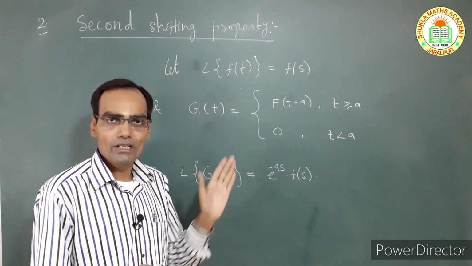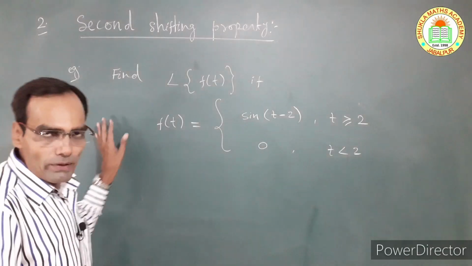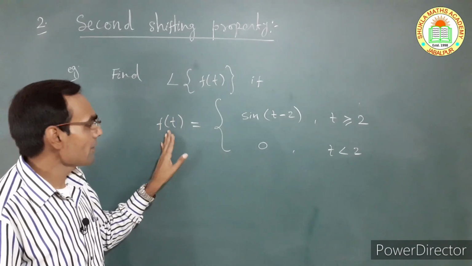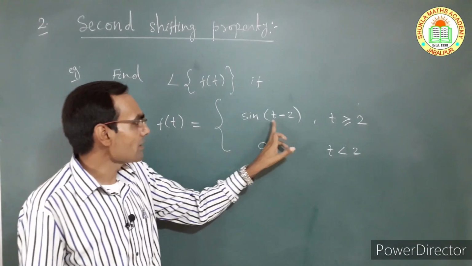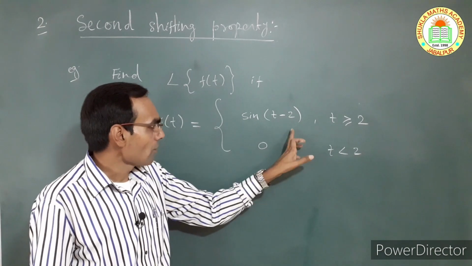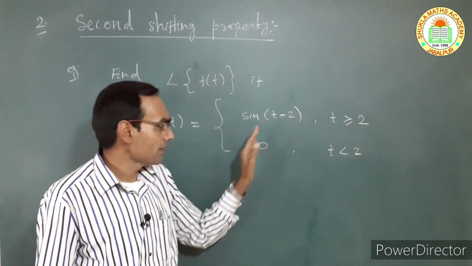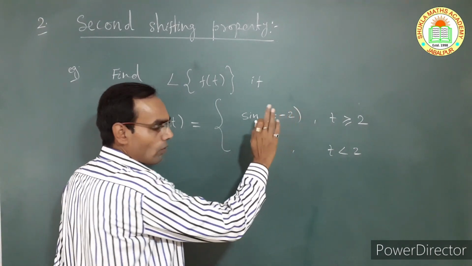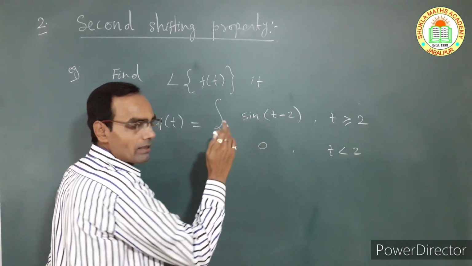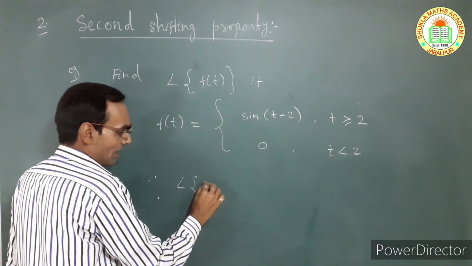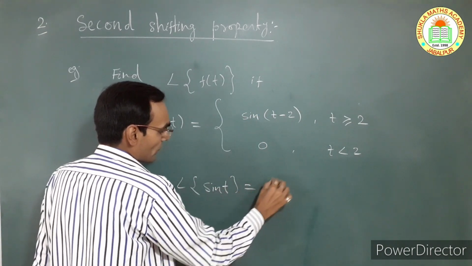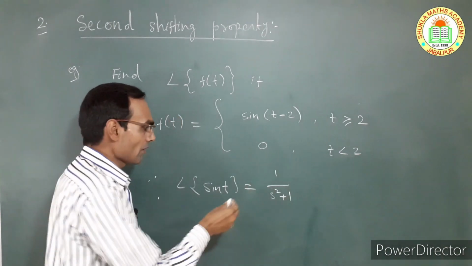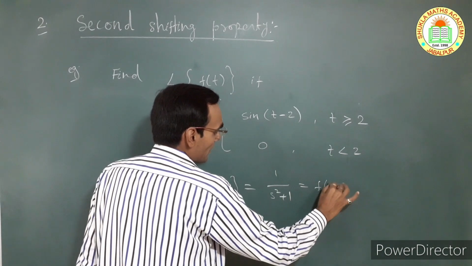Now I will take one example based on this problem. For example of the second shifting property, we have to find the Laplace of f(t), and f(t) is given by sin(t minus a), meaning t minus 2, when t is greater than or equal to 2, and it is 0 otherwise. So now see, first we will lift the value of a, or we will find the function sin t, because Laplace of sin t, we know, is 1 upon s square plus 1 square, meaning 1. That is F(s).